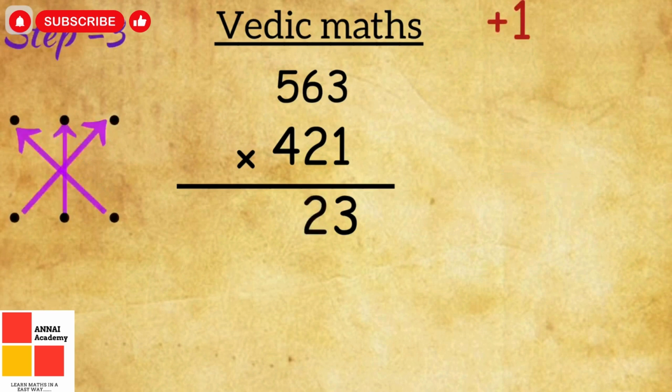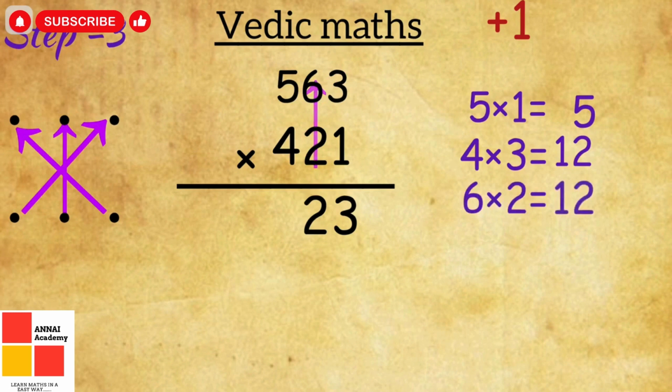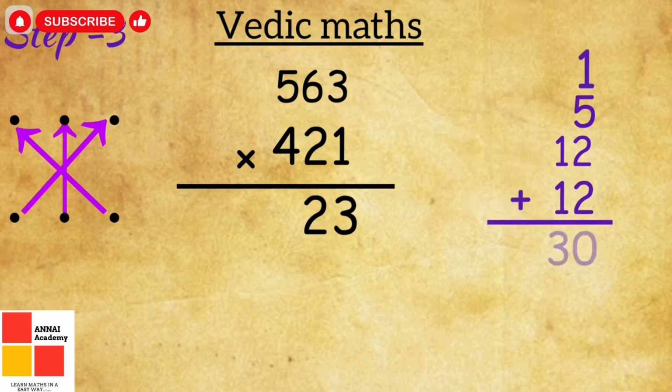Now in step 3, we have to multiply 5 by 1. So after multiplying 5 by 1, we will get 5. After this, we have to multiply 4 by 3. Now after this, we have to multiply 6 by 2. So after multiplying 6 by 2, we will get 12. Now we have to add it. So 5, 12, 12 and 1 in the carry. We have to add it. So we will get 30. We will write 0 of 30 on the left of 2 in the answer, and 3 in the carry.